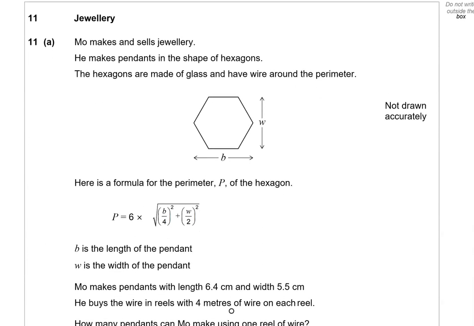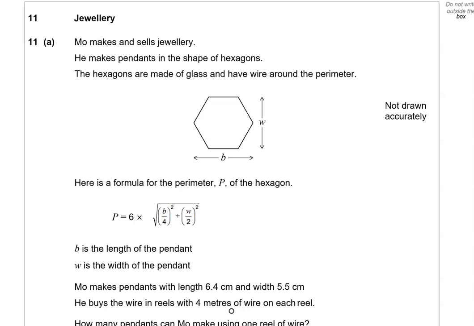Jewelry. Mo makes and sells jewelry. He makes pendants in the shape of hexagons. The hexagons are made of glass and have wire around the perimeter. Here is a formula for the perimeter P of the hexagon. P is equal to 6 times the square root of (B divided by 4) squared plus (W divided by 2) squared. B is the length of the pendant, W is the width of the pendant.